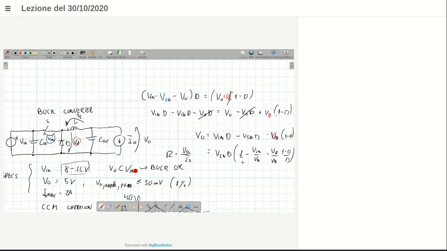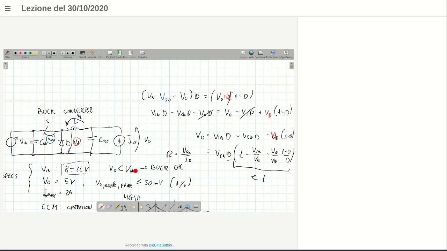So we can observe that due to the voltage drop across the switch and across the diode, the output voltage is the ideal one, V in times D, times this factor that is less than 1. In other words, if we want to keep the same output voltage, we have to use a duty cycle that is larger.